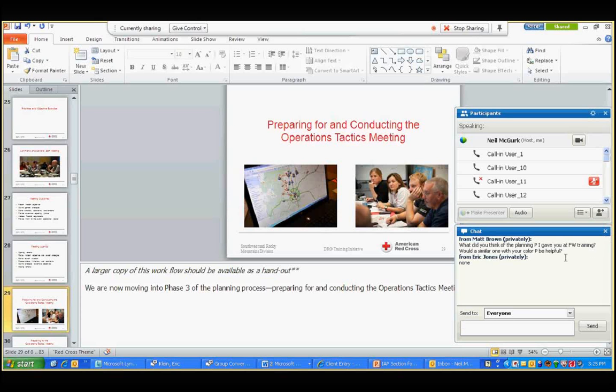Hey, Matt, I got your question in the chat feature, and I just want to ask, what do you mean? I'm trying to understand what planning are you talking about? The Texas planning P, or what are you referring to?